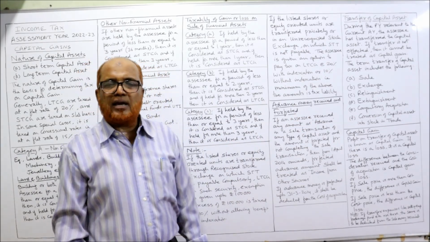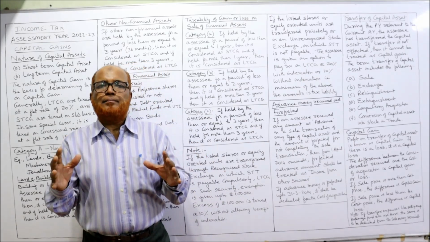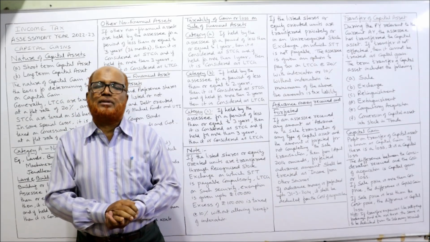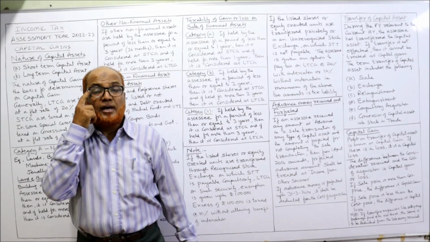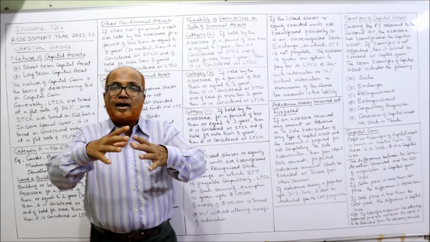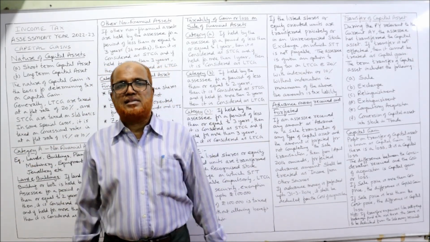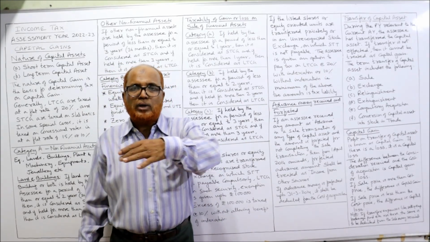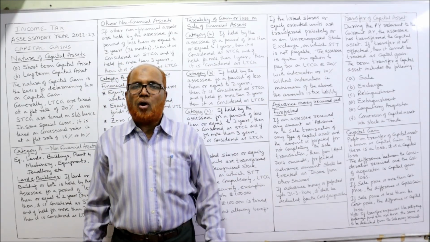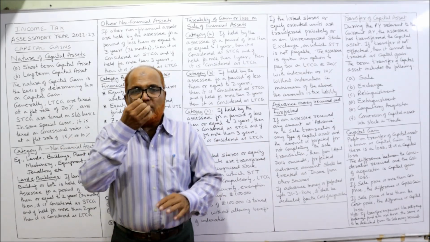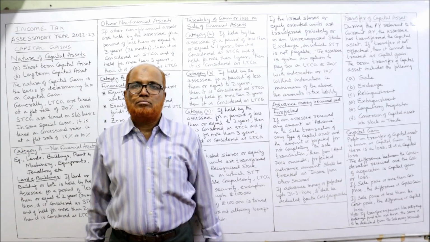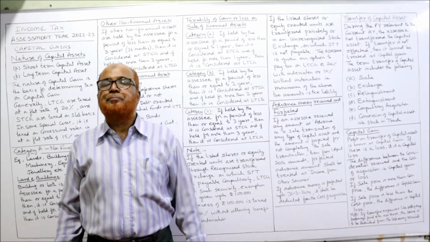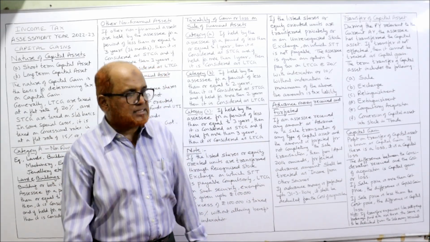Next comes compulsory acquisition. Many a time, the government will compulsorily acquire property from the assessee. Example, the government has acquired the land of the assessee for laying a railway track. Government wants to put a railway track or widen the roads as per master planning. So the government wants to compulsorily acquire the property. That is also a transfer of asset.